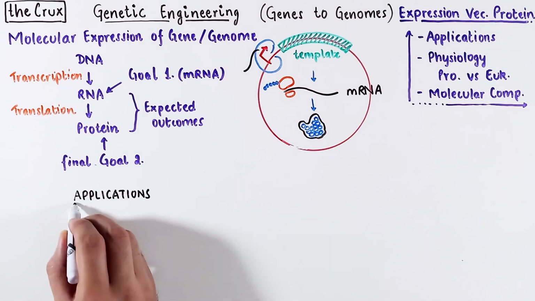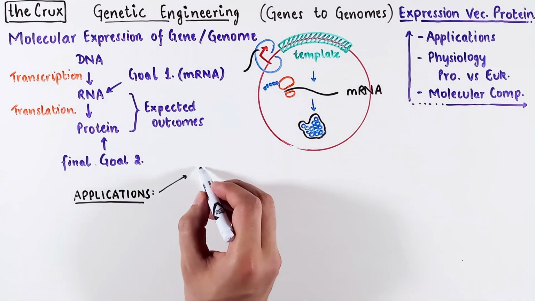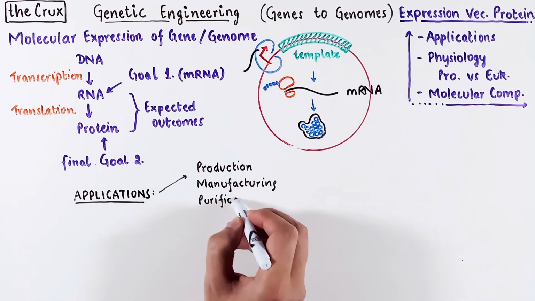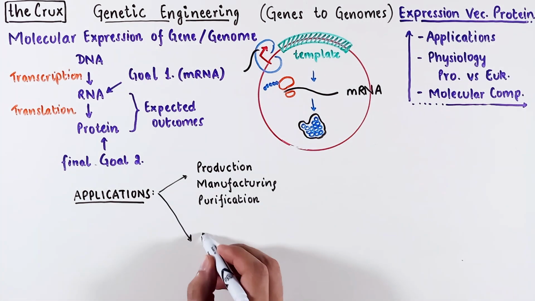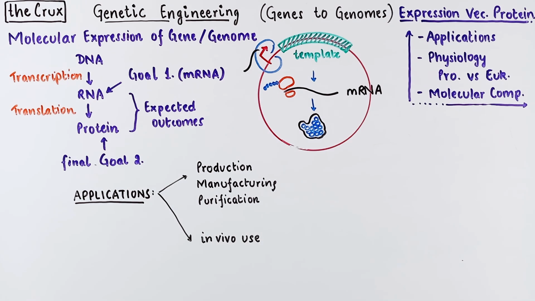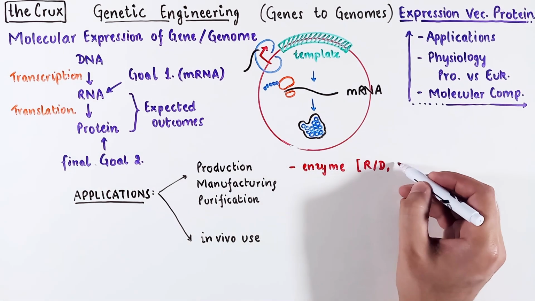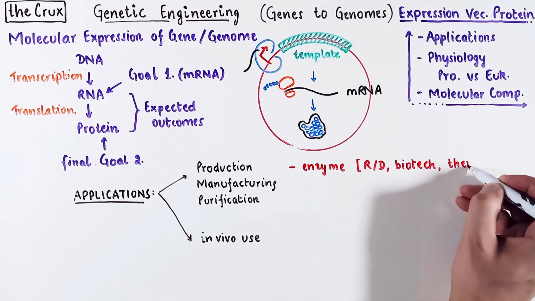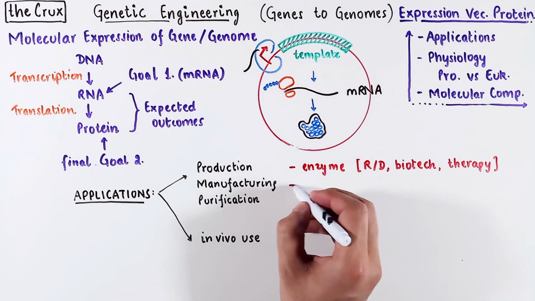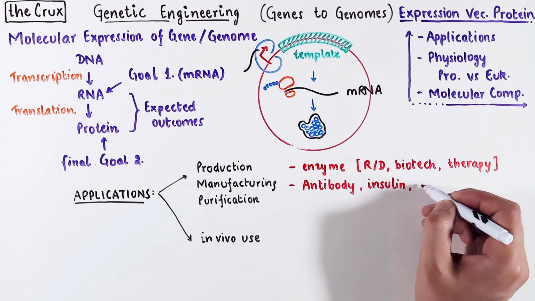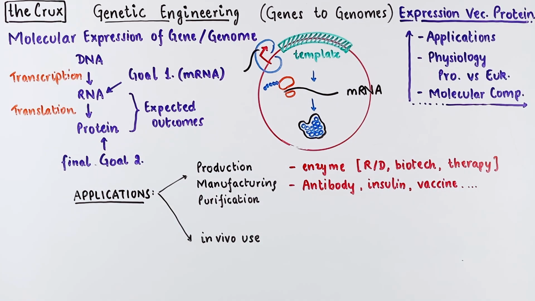Why would you want to do this? Broadly speaking, there are two reasons. One involves production, manufacturing, and therefore purification of your desired protein. The other is for in vivo use. On the production side, you are likely trying to make an enzyme for research purposes or commercializing a therapeutic one. This protein can be an antibody, a therapeutic protein like insulin, vaccine, or something similar.